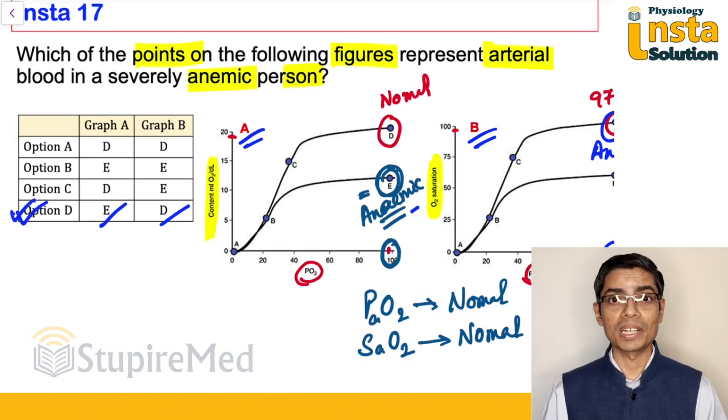So please remember, it is one of the important concepts that anemia means the content of oxygen is less, but the saturation, the partial pressure, the dissolved oxygen, everything is normal in an anemic person. Because the dissolved oxygen content is normal in an anemic person, it cannot stimulate your peripheral chemoreceptor, although hypoxia is occurring at the level of tissue. Got it?